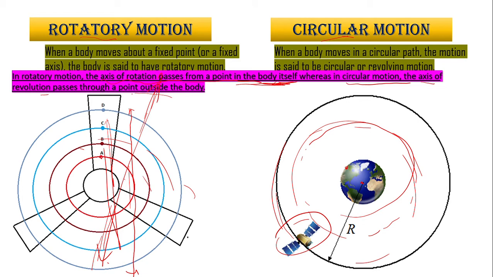Over here, you see the points A, B, C, and D. A will travel a less distance as compared to point B, or point D will travel a larger distance. So over here, every point will not travel the same distance. All right. Okay, let's move on.